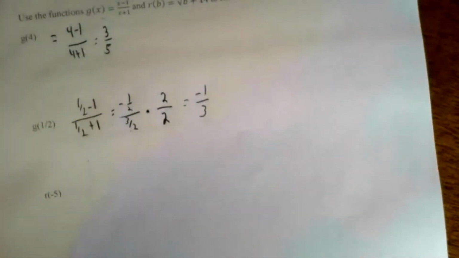So what I'm going to have is negative 1/2 multiplied by 2, which is negative 1. Right? And on the bottom, we have 3/2 multiplied by 2, which is just 3. So I have a negative 1/3 for our answer here.